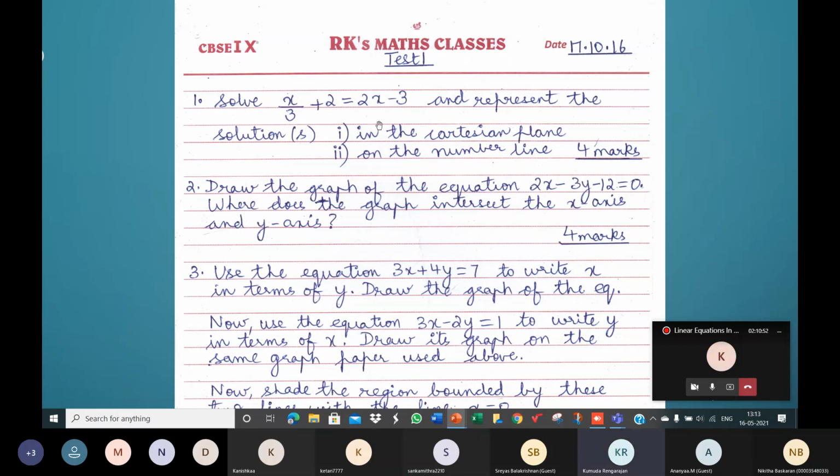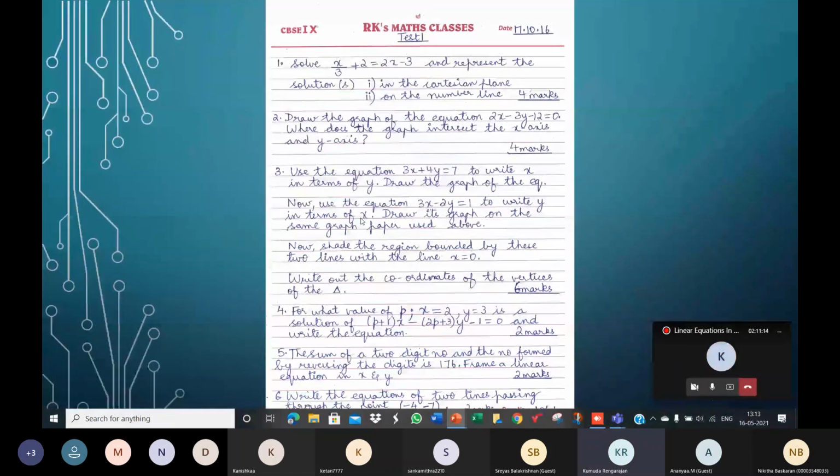Solve this equation. We know how to solve it. And represent the solution or solutions. Solution in the case of one variable x, solutions when it's treated as an equation in two variables x and y. So if it is one variable x, then on the number line. Two variables x and y, Cartesian plane. Make the graph.